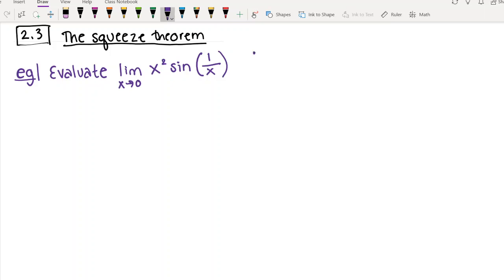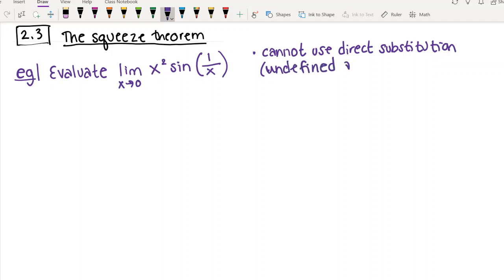So can we plug in 0 just directly? And no, we cannot. Even though we have x squared and a trig function, those are nice functions, however, sine of 1 over x is not defined at x equal to 0. So we cannot use direct substitution because the function is not defined at x equal to 0.